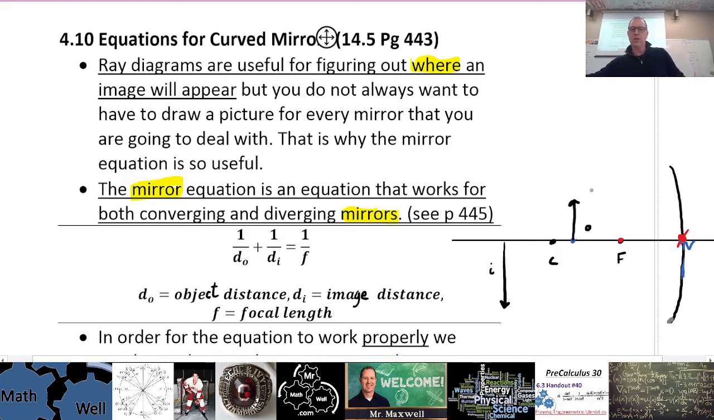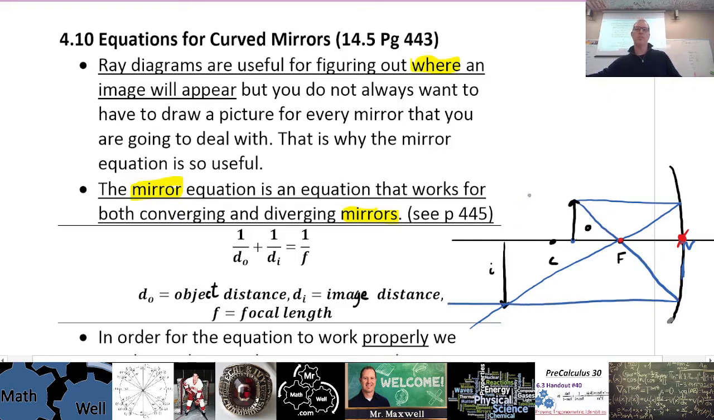Just as a refresher, we drew 3 rays, or at least 2 if we can. From the tip of the object, we go parallel, and then it reflects through the what? Center? No, the focus. You are absolutely correct. The other one goes through the focus till it hits the mirror, and then it will reflect parallel. So those are almost one and the same. Where these two meet will be the tip of the image.